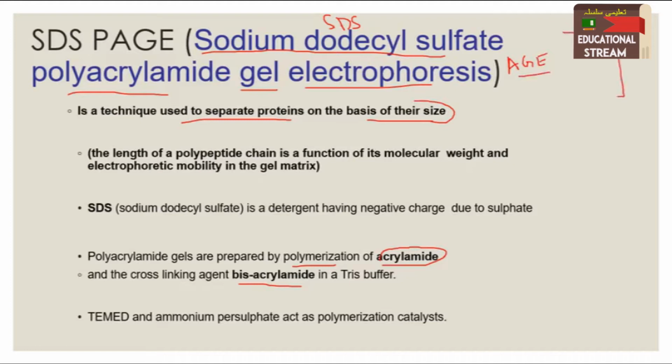Like if we run different fragments of DNA, the smaller fragment will appear down and then the larger one and then the larger one. This fragment is of 100 base pair, the upper one will be of 200 base pair, then 300 base pair. Here the separation of the DNA has occurred on the basis of the size of the DNA. Similarly, we use polyacrylamide gel electrophoresis for the separation of proteins on the basis of size.